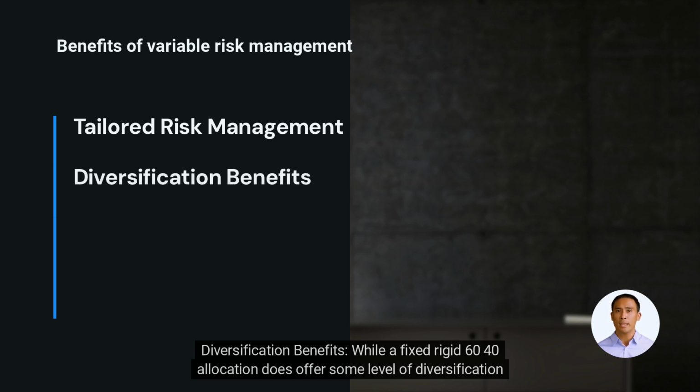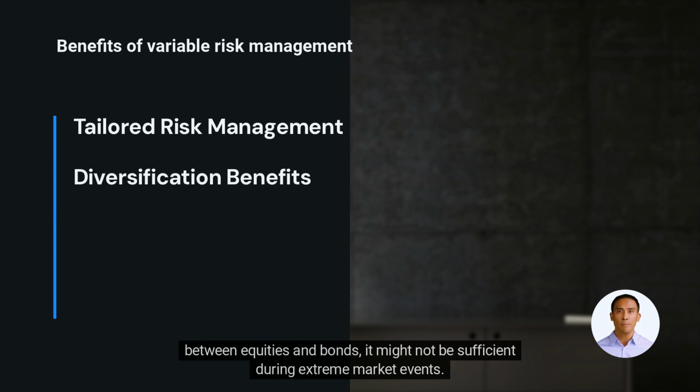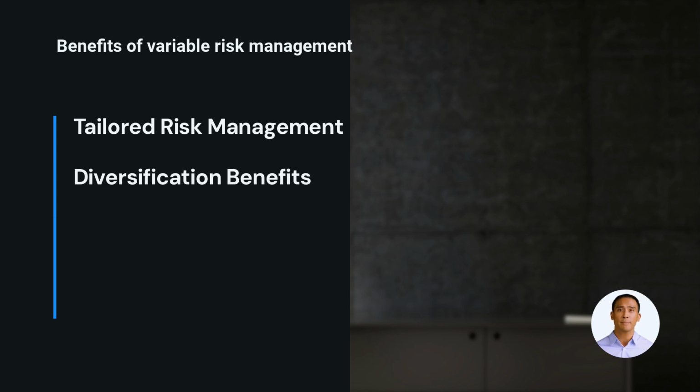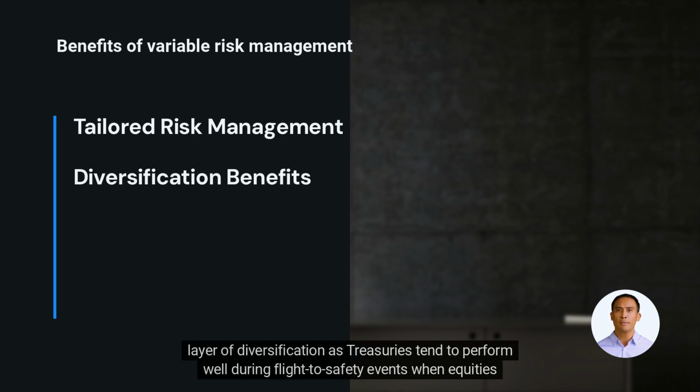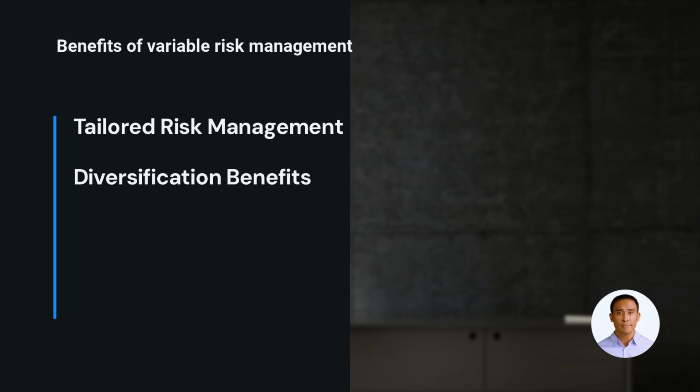Diversification benefits. While a fixed rigid 60/40 allocation does offer some level of diversification between equities and bonds, it might not be sufficient during extreme market events. By incorporating US Treasuries into the variable allocation strategy, investors gain an additional layer of diversification as Treasuries tend to perform well during flight to safety events when equities falter.